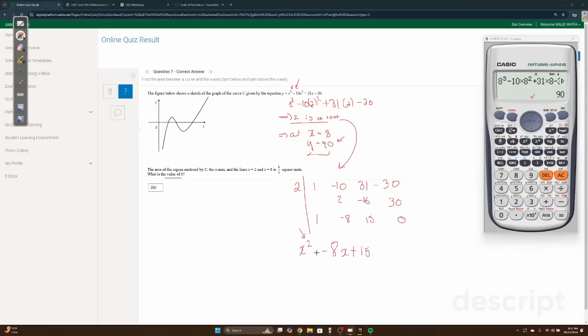Now, can you find the roots of this? Yes, you can. Two numbers that multiply to get 15, but when you subtract them, you get 8. You can't do it that way, so we're going to use the quadratic formula.